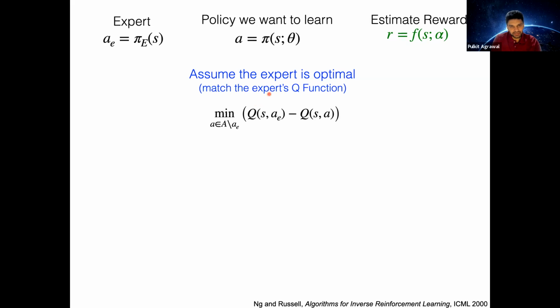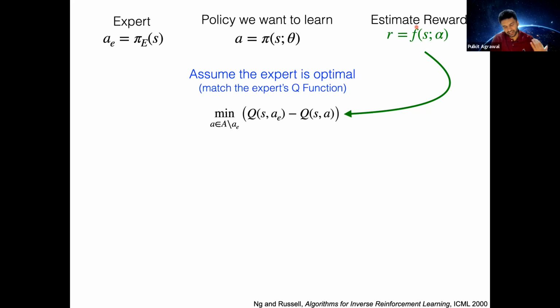If we make that assumption, what that means is that suppose I have the Q function of taking the expert action. The policy that I find should also have a Q function which is close to the expert. And if I'm able to find this, I should find the optimal policy, because I'm assuming my expert is optimal. You might be wondering, where is this Q function coming from? This is coming from the rewards that we estimate.